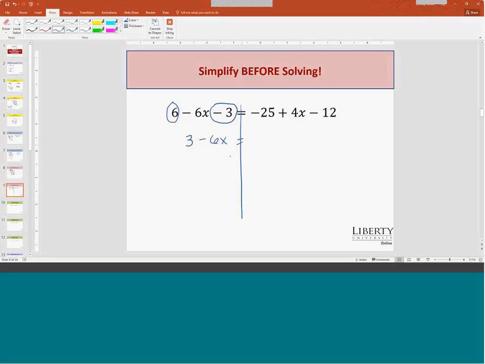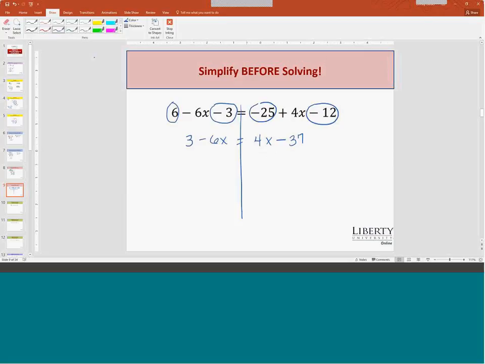Minus 6x. Now again, we have negative 25 and a negative 12. These are constant numbers that need to be combined. You combine negative 25 and negative 12, and that's a minus 37. The expressions on each side of the equal sign have been simplified. There are no like terms. There are no operations that you can perform right now.